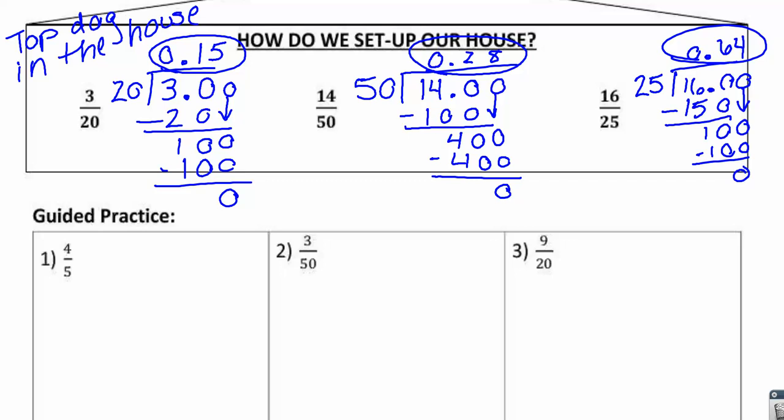All right, so what I want you to try to do is we've been reviewing division, we've been reviewing decimal division. The only thing that we're adding now is the top dog in the house. So when you set them up, I'll set up the first one for you. Top dog, so the 4 goes in the house. I would like for you to solve 1, 2, and 3. Unpause the video when you're ready to check your work.